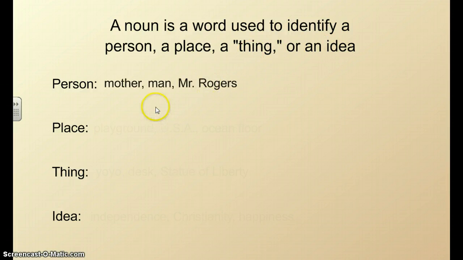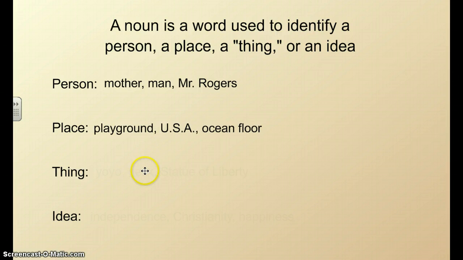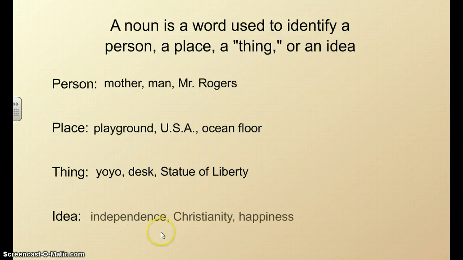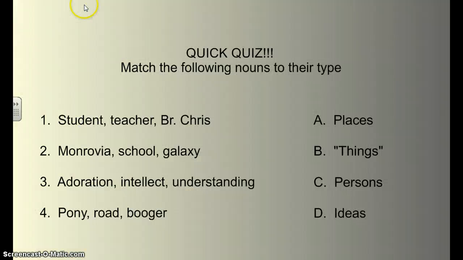So examples of person: mother, man, or Mr. Rogers. A place would be a playground, the USA, or the ocean floor. A thing: yo-yo, desk, Statue of Liberty. This would also include any kind of plant or animal or object. And ideas are concepts, so these are things that we cannot touch, but we know they exist because we have them in our heads.